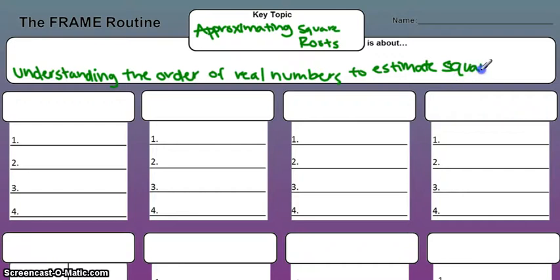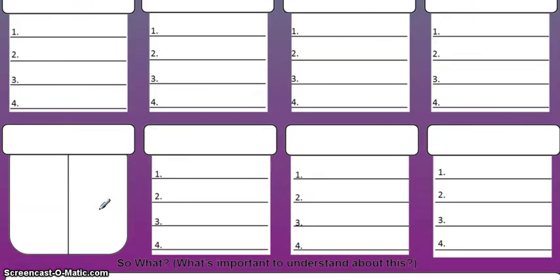Before we start anything, let's talk about what a square root is. A square root is a number that you can get when you multiply a number by itself. Down here we're going to talk about perfect squares. A perfect square is a number that you get when you square an integer.